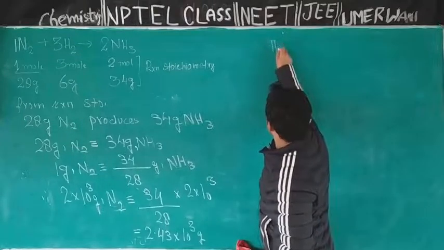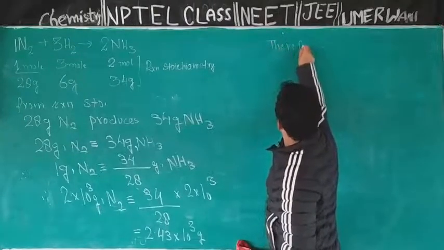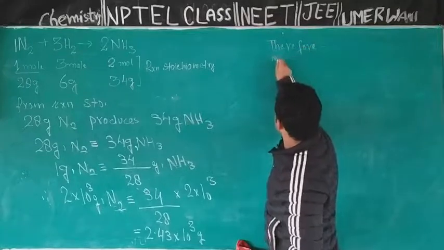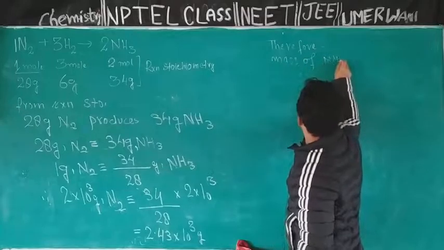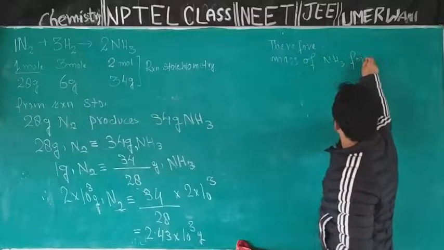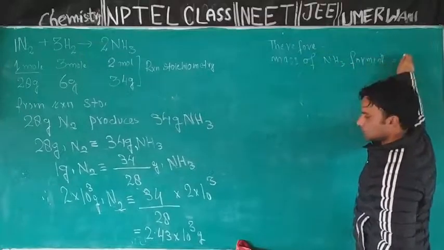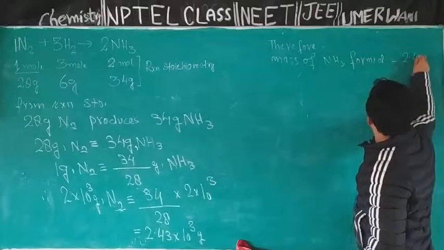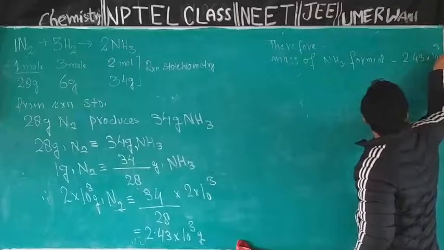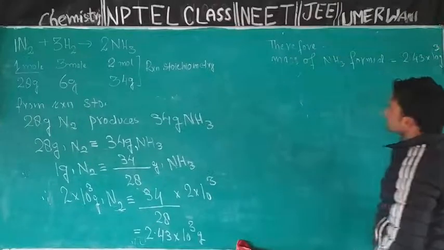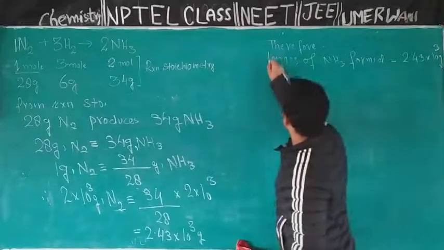Therefore, mass of ammonia formed is 2.43 into 10 raised power 3 grams. This is mass of ammonia formed.